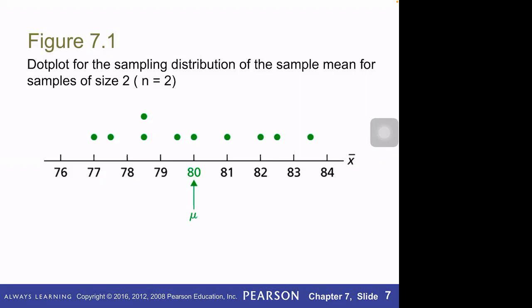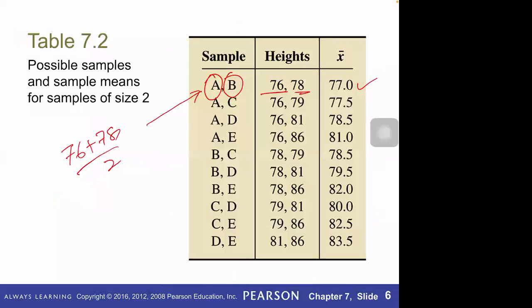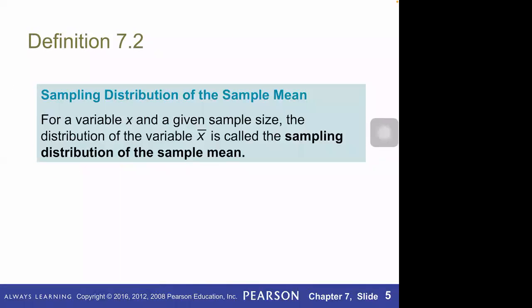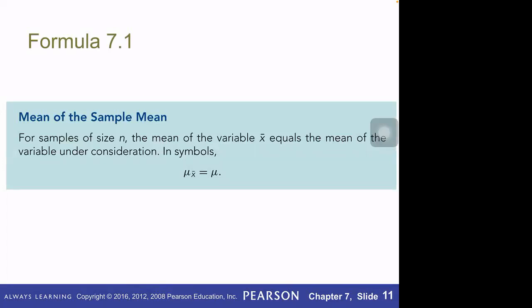In this case, they have mentioned 1 sample, collecting 2 samples, 3 samples, 4 samples. You can see that the sample mean, mu x bar, converges to mu. It converges to one value, that is the population mean. This is the sampling distribution of the sample mean. Here, mu x bar equals mu: the mean of the sample means equals the mean of the population.